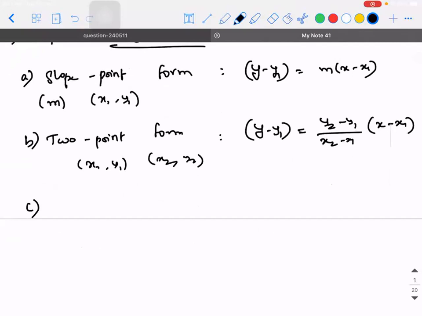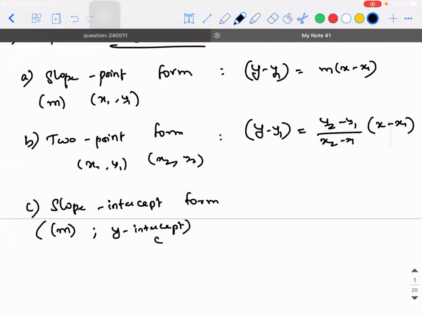So what is the third equation? That is slope intercept form. Slope will be given and y-intercept will be given. y-intercept is given as c. So what is the equation of this line? y is equal to mx plus c.